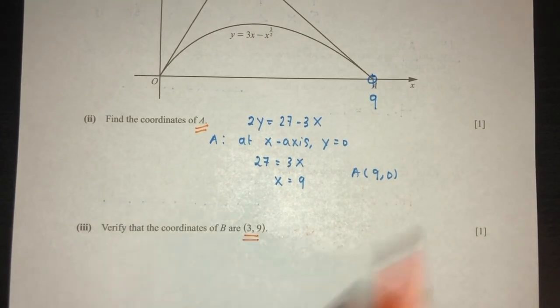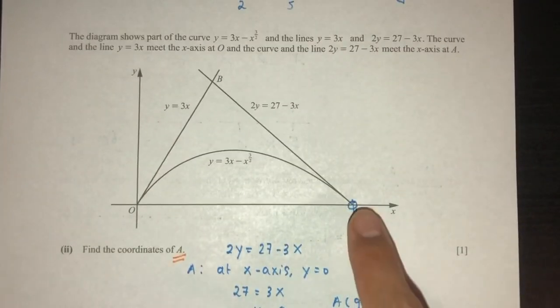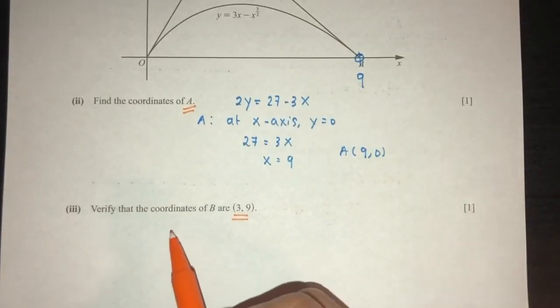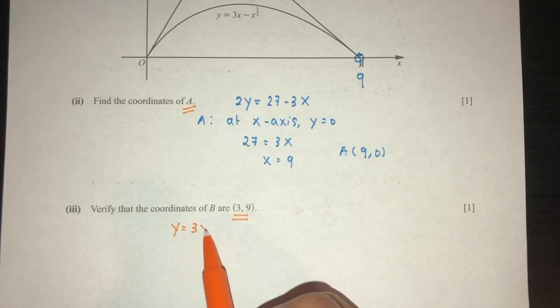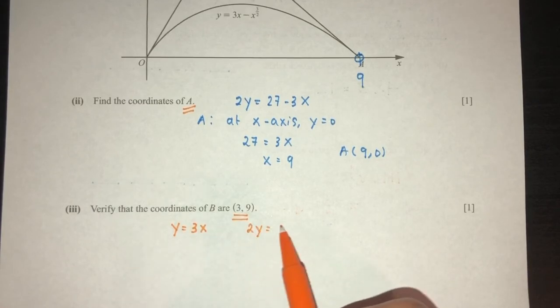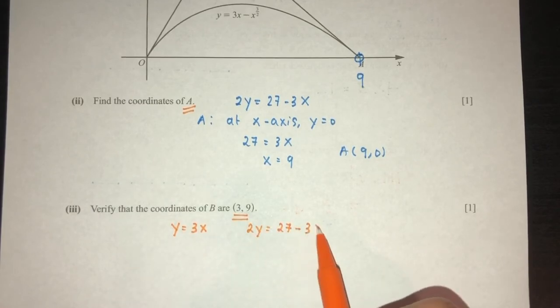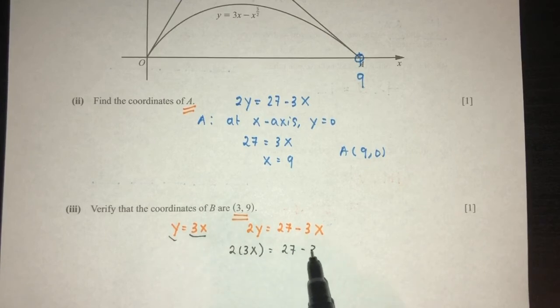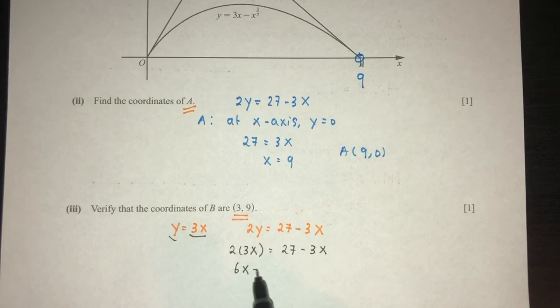So how do you verify this? This is the point of intersection between those two lines. So let's check. We know that y equals 3x and 2y equals 27 minus 3x. They meet at this point, so we have to solve this by substitution. 2y is equal to 27 minus 3x, that will be 6x plus 3x equal to 27. 9x will be 27, x will be 3.